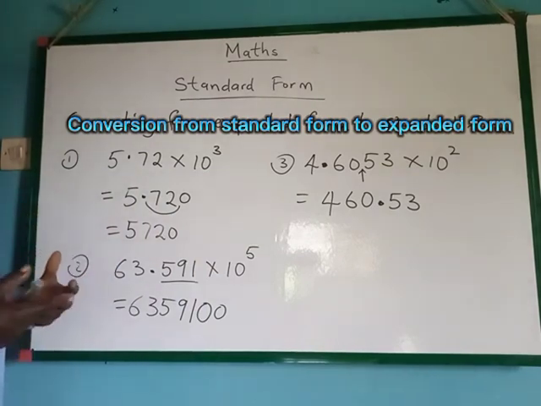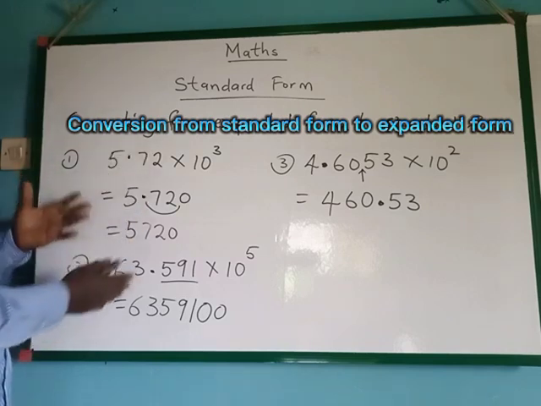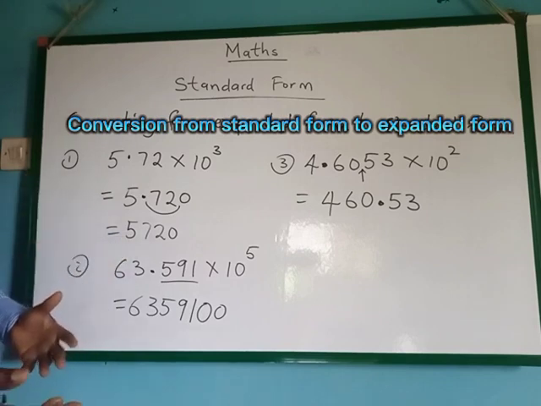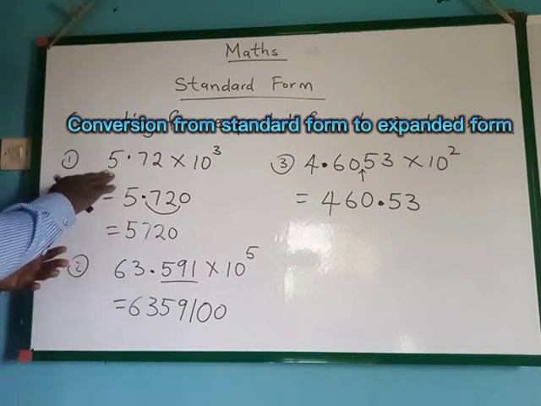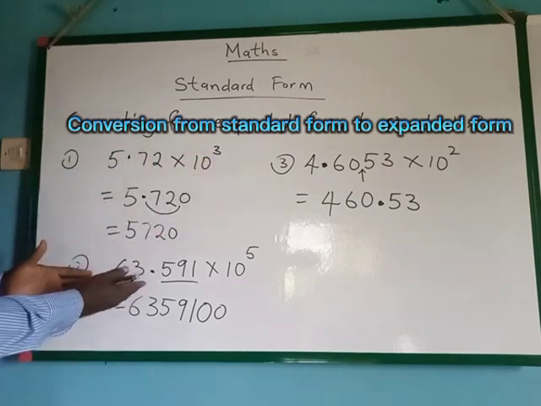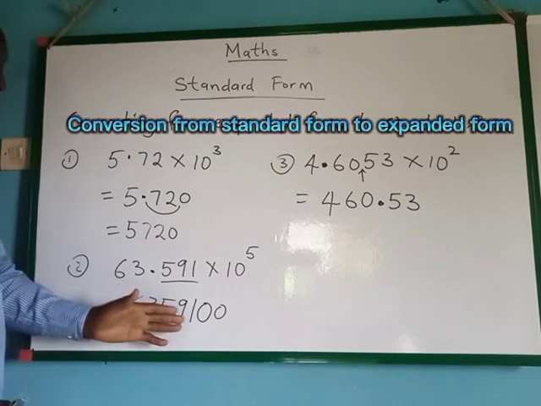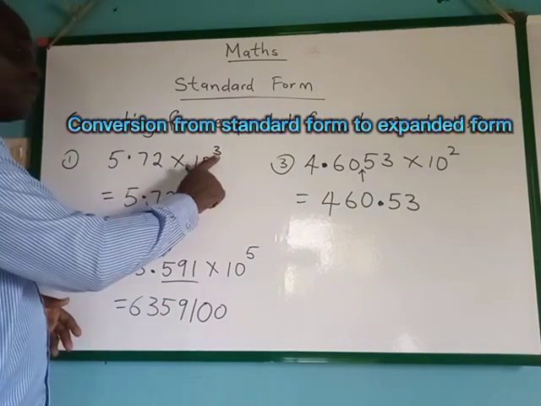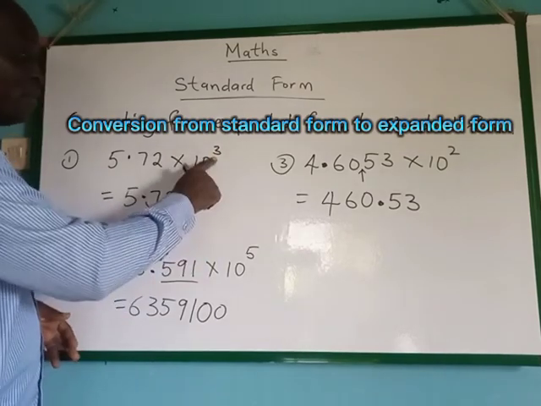We have just used these examples to discuss three possible ways that you can change from standard form to expanded form. We are given a number that is between 1 and 10, and we know how to move that. We also have a number that is greater than 10, and we have also discussed that. All you need to do is to know the number of steps you have to move to the right, because it is positive.